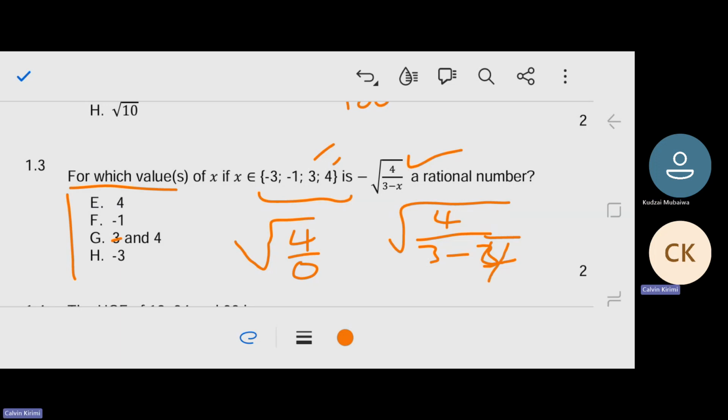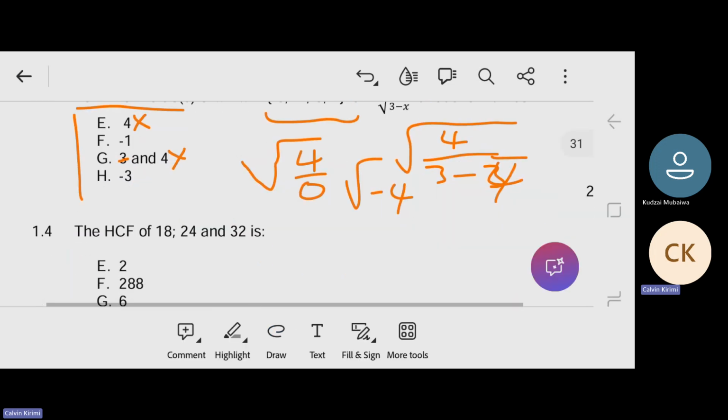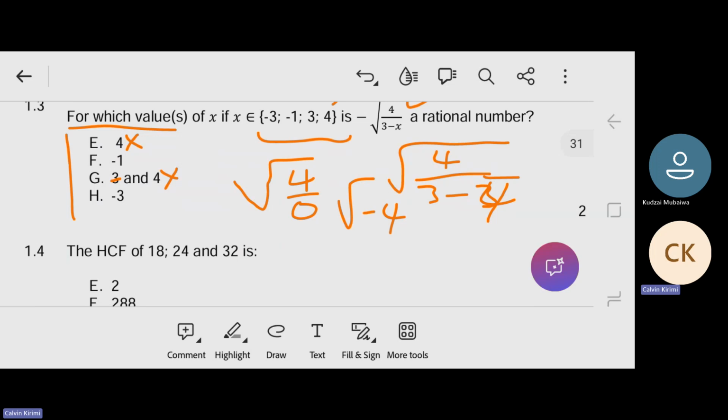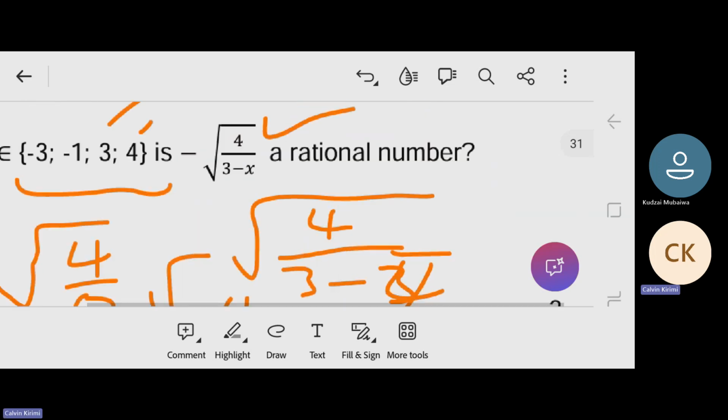That's why we said a root of a negative is undefined. Punch in your calculator: what are you going to get as the root of -4 under the square root sign? Undefined, so you can see it's not rational. When it's 4, it's undefined as well. When it's -3, it's defined, but I want you to check what you are going to get.